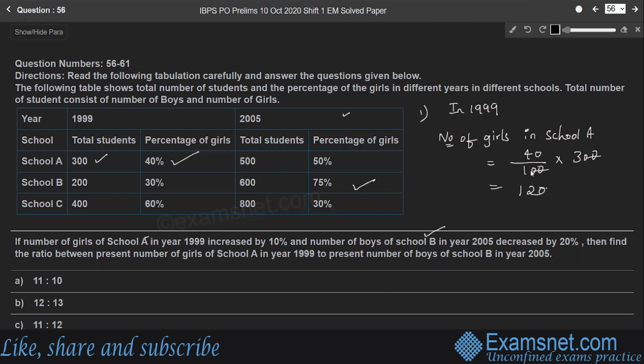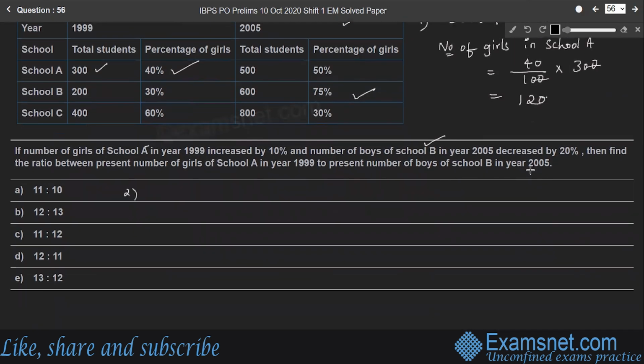Whereas in 2005, the number of boys in school B. Here the percentage of girls is 75%. Therefore, the percentage of boys will be 25%. That is, out of 100, 25 is the number of boys in school B. Therefore, out of the total number of students, that is 600, 25 into 6 is 150. Therefore, there are 150 boys in school B, right?